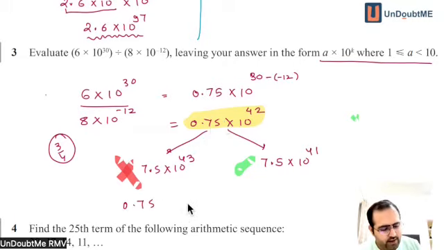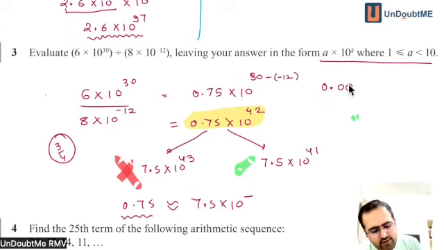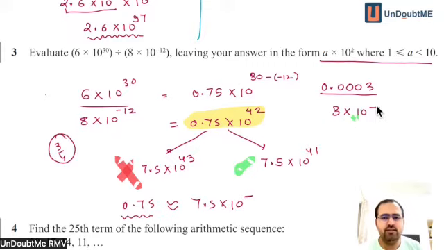0.75 can also be written as 7.5 into 10 to the power positive or negative. That is the question. You can see that this 0.75 is a smaller number. Whenever a smaller number is written in the form of 10 to the power something, the power is negative. These are general observations. If I am writing 0.003 or 0.0003 in the form of 3 into 10 to the power something, then since it is a smaller number, the power of 10 will be negative.